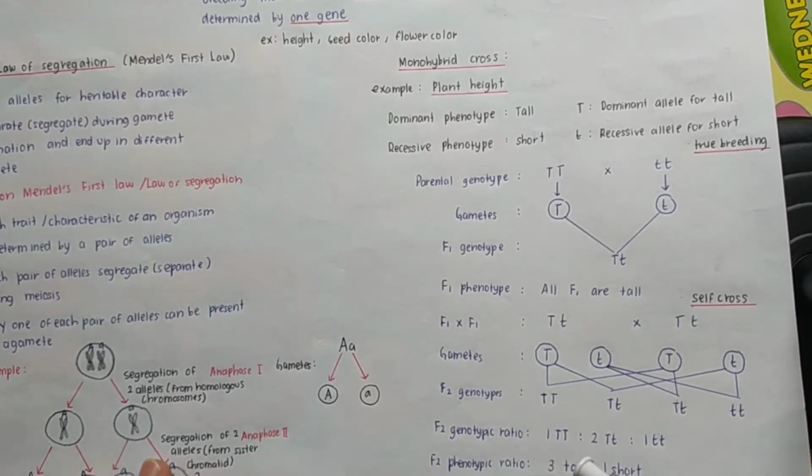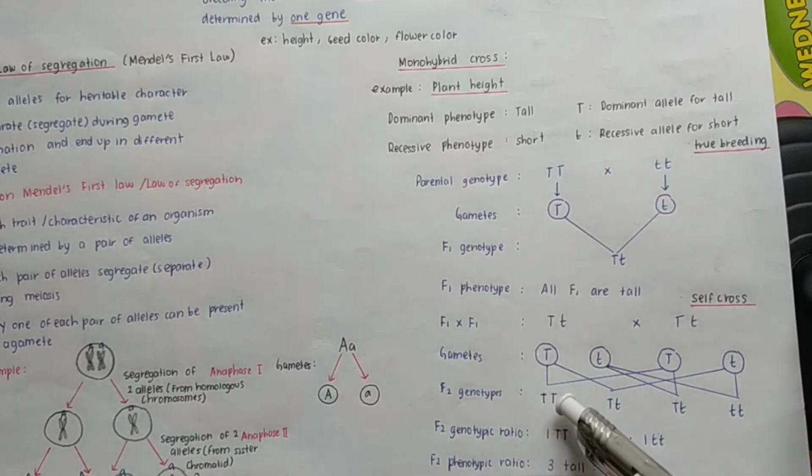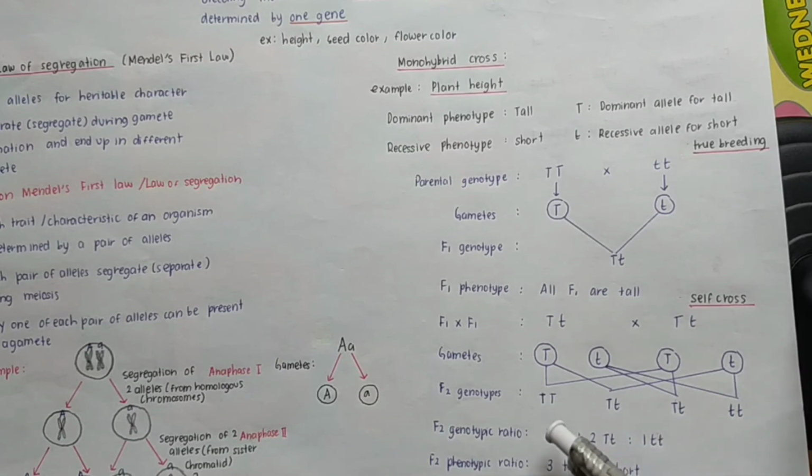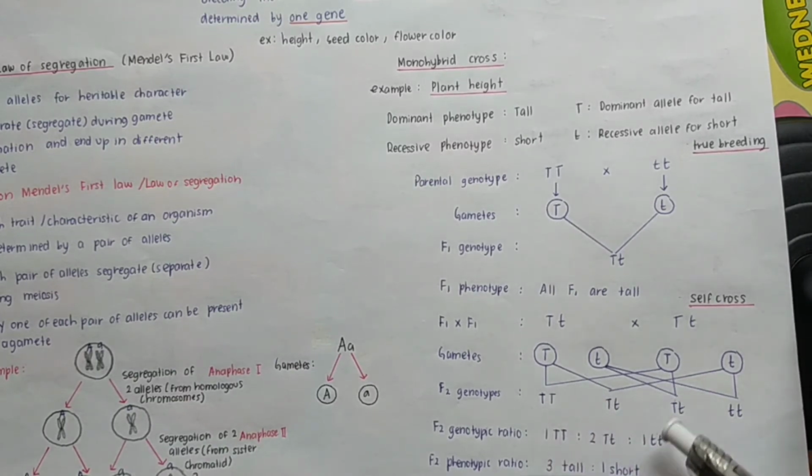Okay, so that's why for the F2 genotype ratio, you have to write 1 homozygous dominant, capital T capital T, 2 heterozygous, capital T small t, 1 homozygous recessive. You have to write it, okay, it's genotype. Don't write 1 to 1 only. Okay, and then for the F2 phenotypic ratio, since we have 1 homozygous dominant and 2 heterozygous, the 3 of these will represent the dominant phenotype. So that's why the phenotypic ratio will become 3 tall, write tall, to 1 short. Okay, so this is for the self-cross.